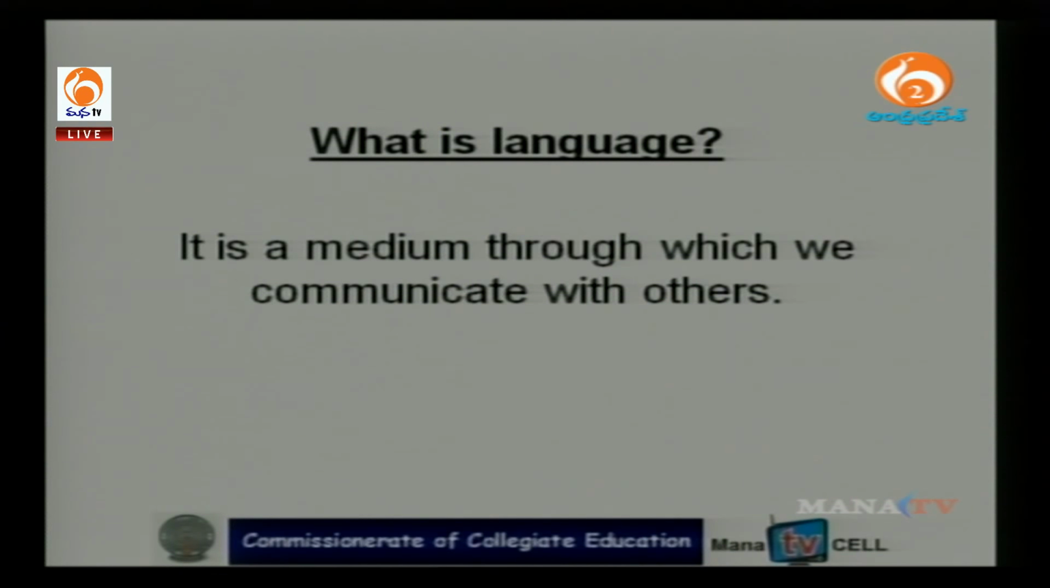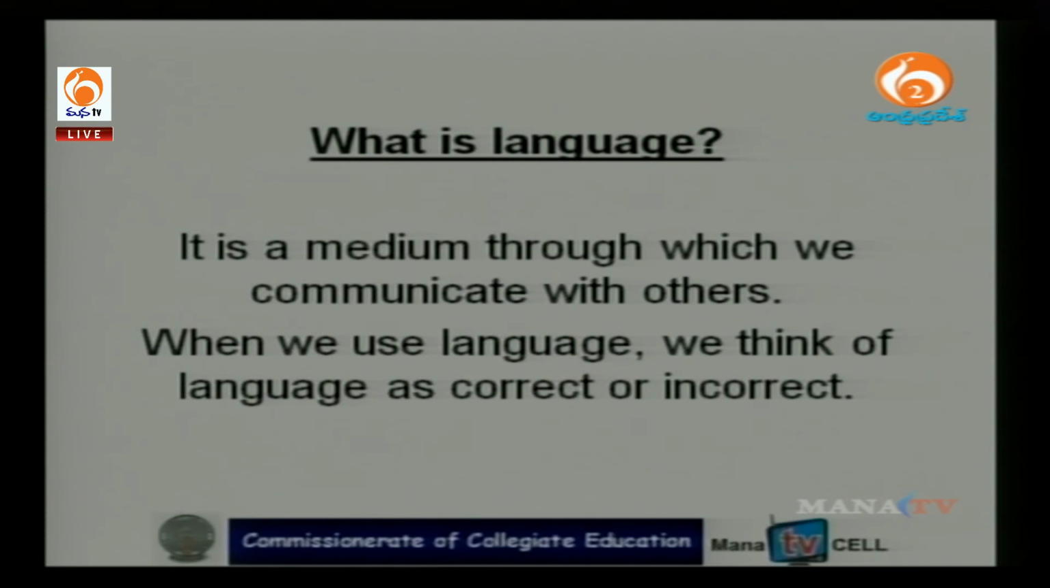Today we are going to learn about formal and informal English. What is language? Before we go to that topic, let us look at it. Language is a medium through which we communicate with others. Without language we cannot communicate with others, and when we use language we think of it as correct or incorrect, because language has some grammar and everybody should use that grammar when they write or speak.